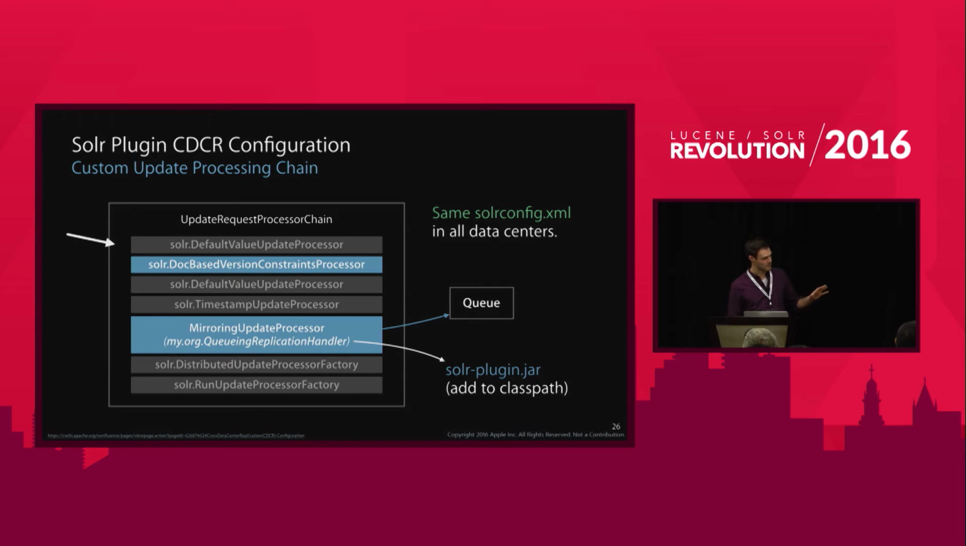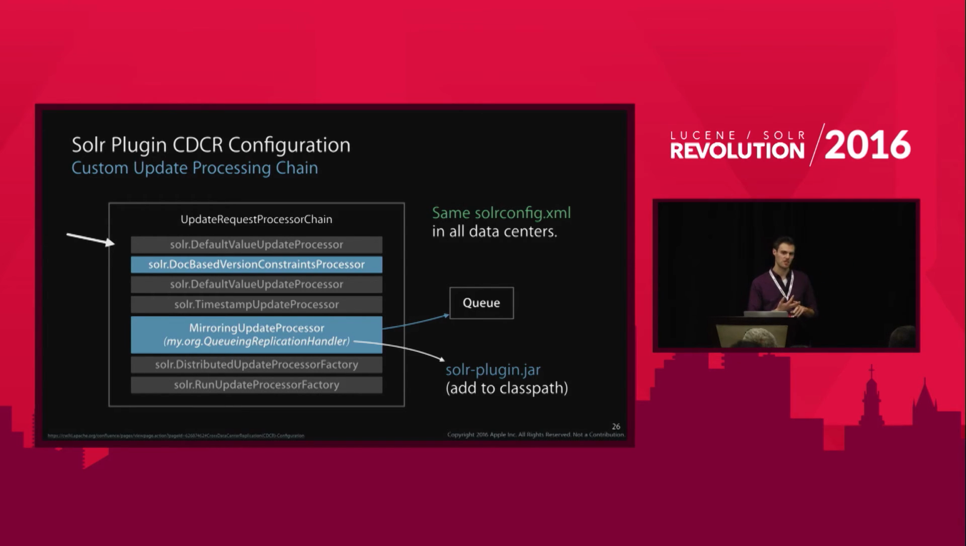For completeness, this is really what the update request processing chain looks like when we're running the Solr plugin CDCR. And this is also where the plugin component hopefully will become clear. But we have the two pieces we've already been talking about highlighted in blue, so the doc-based version constraints processor, which does our versioning for us, and then the mirroring update processor, which writes to the queue.